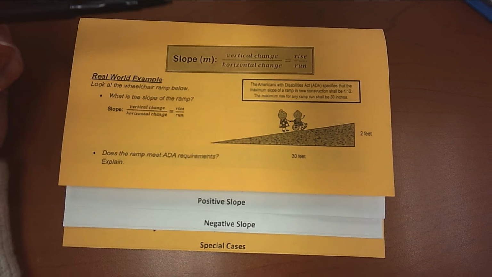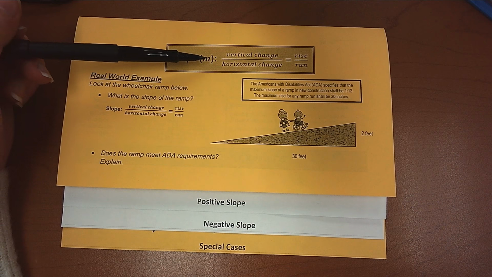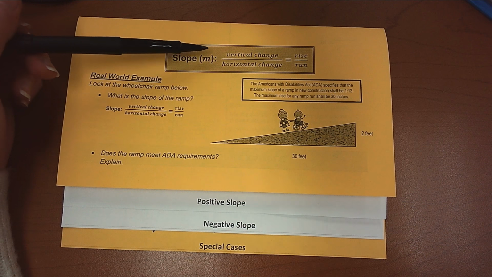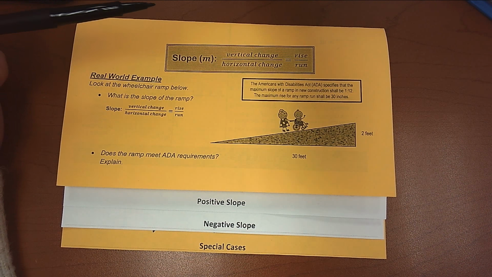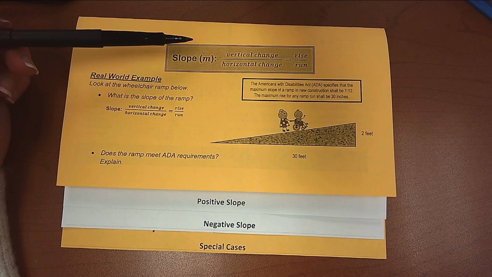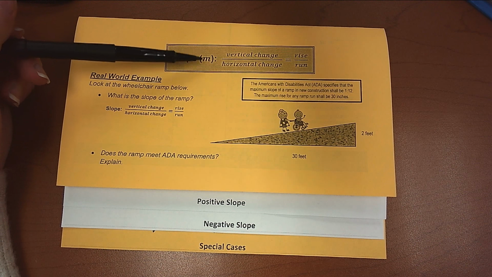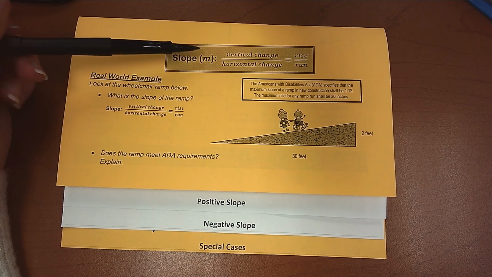Today we're going to be talking about slope, and slope is sometimes noted with the lowercase letter m. So in math, when you see "what is the slope," a lot of times we'll say m equals to represent slope. And the slope is always vertical change divided by the horizontal change, or vertical change over horizontal change, which we also tend to say in a shorter version as rise over run.